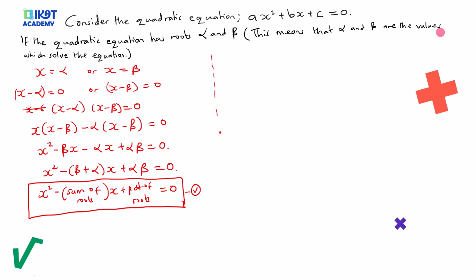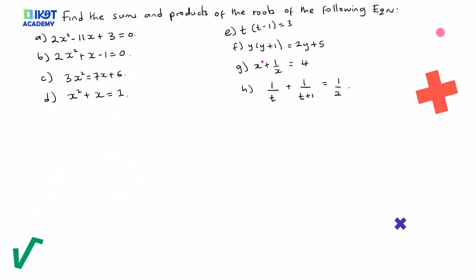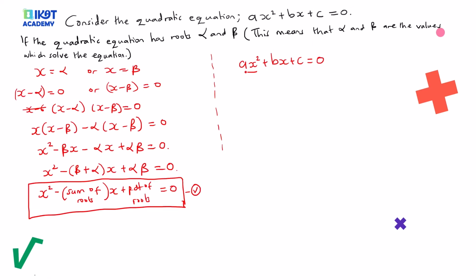Now let's remember our general equation that we had at the start. The general form for our quadratic equation is ax squared plus bx plus c is equal to 0. So we divide through by a, and we have x squared plus b out of a x plus c out of a is equal to 0. Then we also had x squared minus alpha plus beta x plus alpha beta is equal to 0.